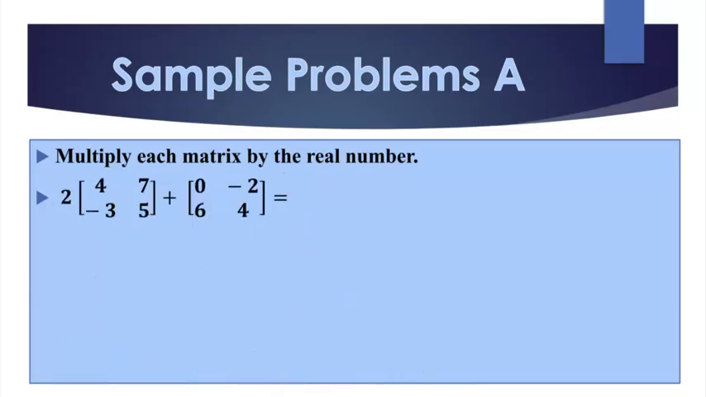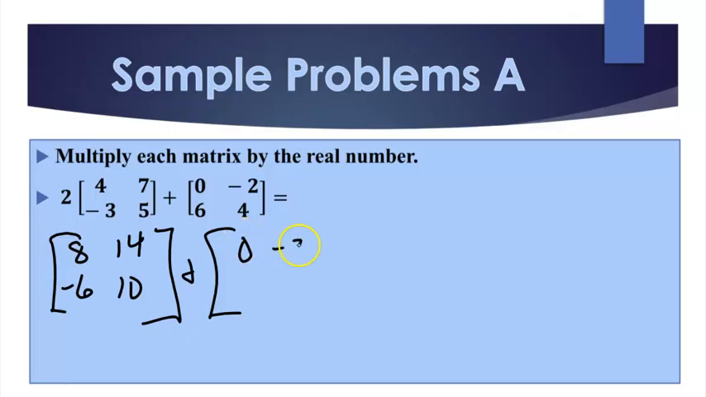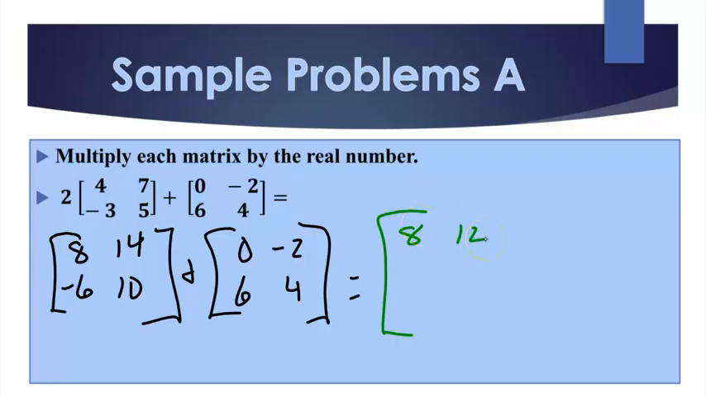Next, do the multiplication first. So we have 8, 14, -6, 10. And then from there, we can now add. And so our answer is going to be a 2 by 2. So 8 plus 0 is 8. 14 plus -2 is 12. -6 plus 6 is 0. And 10 plus 4 is 14. Again, you could use your calculator if you enter all the data into your matrices. But otherwise, these are pretty simple numbers. It's probably just quicker to do it with pencil and paper for this one than to enter it into your calculator.